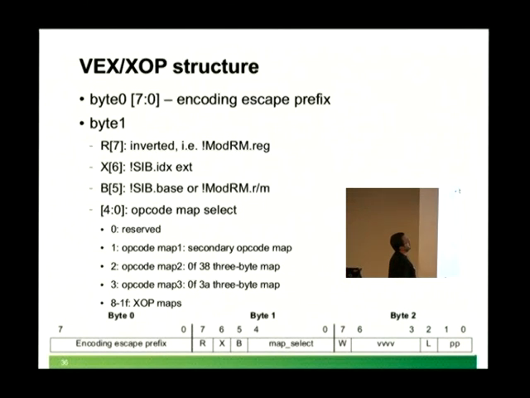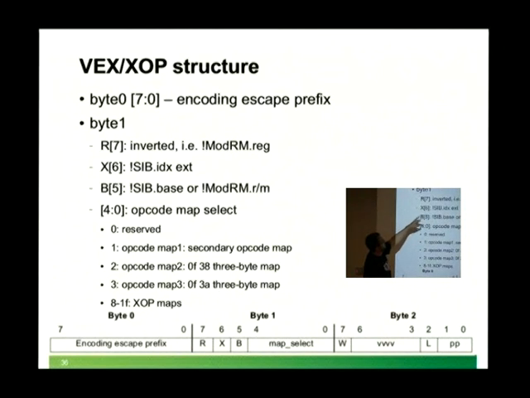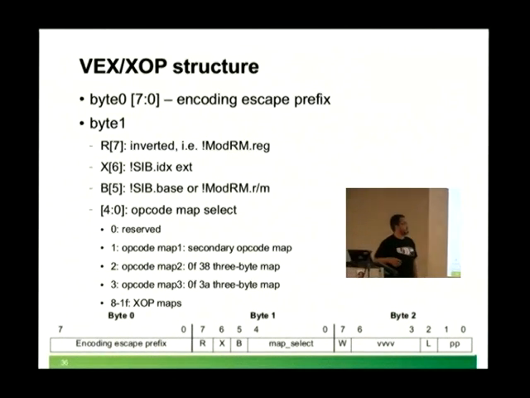Right, and this is what all bytes mean. So R is the inverted bit to ModRM reg, and the X is the index, also inverted, and then SIB base, and then map select, and when map select is 0, that's reserved. And 1 selects the secondary opcode map, which I've shown already. And 2 selects the 0F38 3-byte opcode map. And 3, and so on. And 8 to 1F selects XOP maps, which is AMD specific.